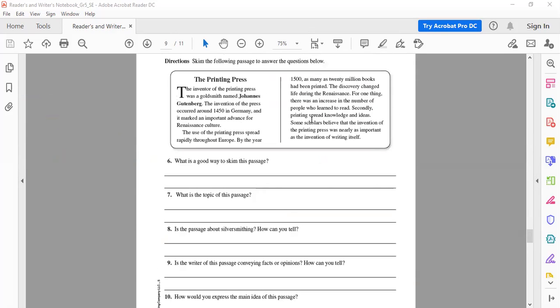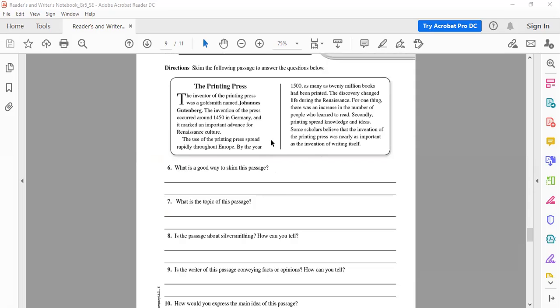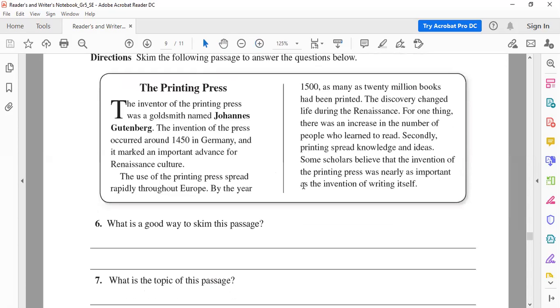Okay, let's go now for the next page. We have to skim the following passage to answer the questions below. Now, skim this passage, which means that you will read the first line of each paragraph and the last line of each paragraph to understand what it's going to be about. You have 1 minute to use the skim skill. Don't read it all. Remember, read the first line and the last line. Skim it.